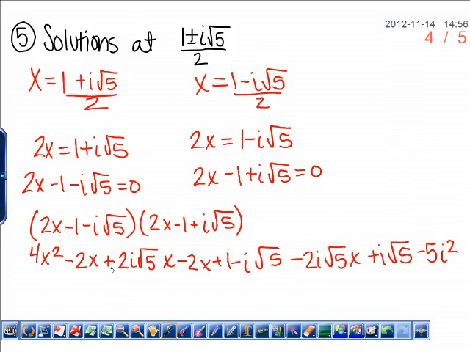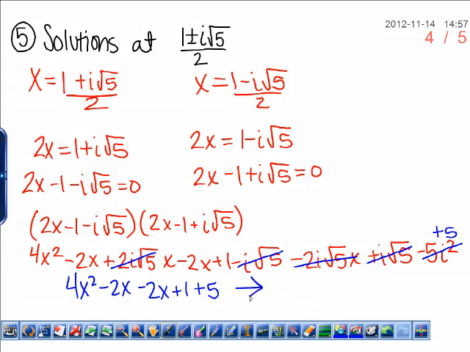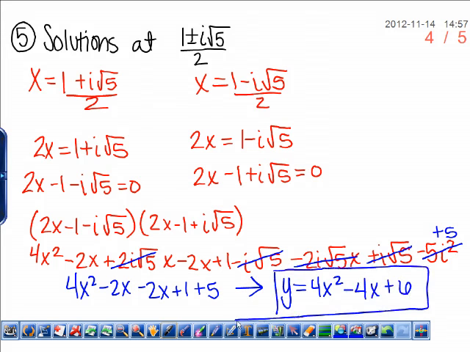All right, so remember, you don't want any i's or radicals in your answer. So hopefully all of them cancel. If they don't, you want to go back and try again. What is minus 5i squared? So this is going to be 4x squared minus 2x plus 1 plus 5. Which gives me what? Not minus 2x, minus 4x. Don't forget your y equals, okay, it's an equation.